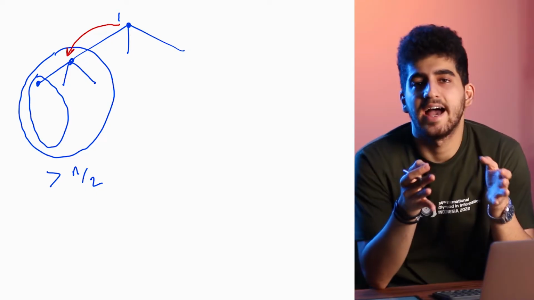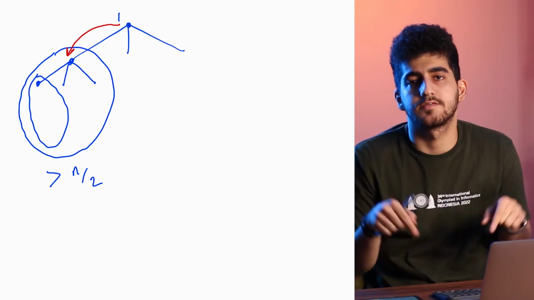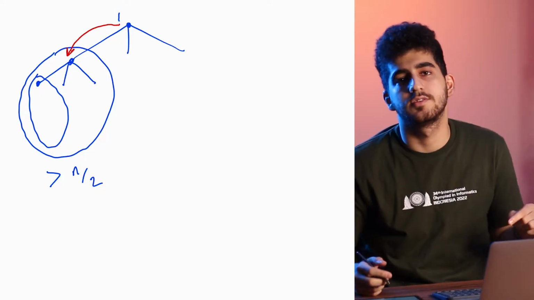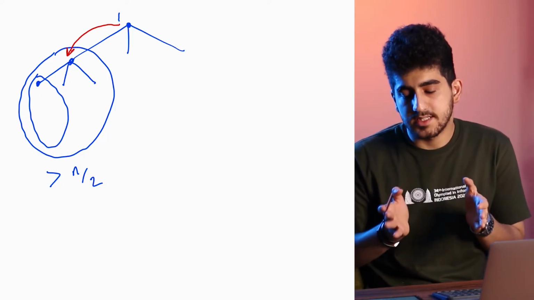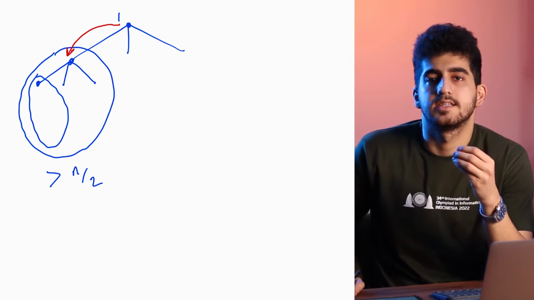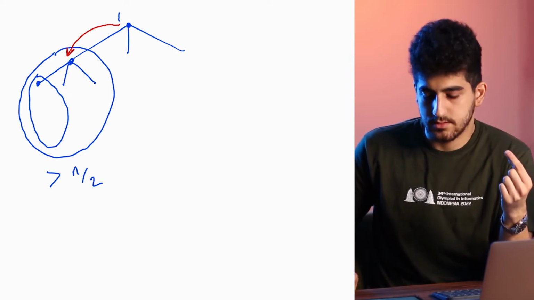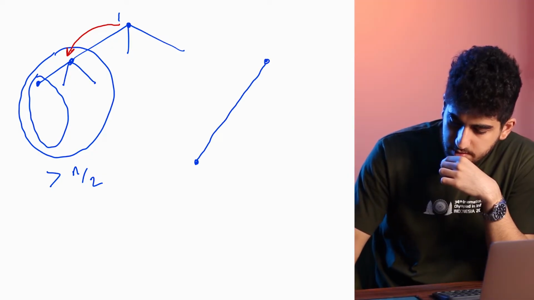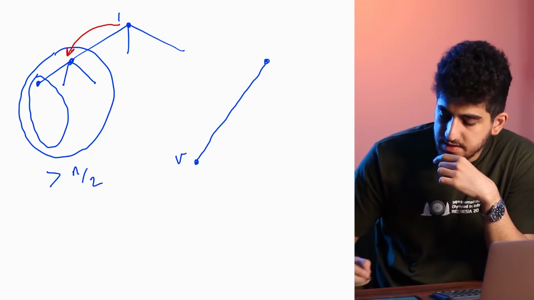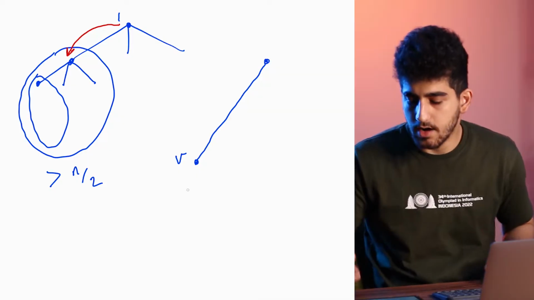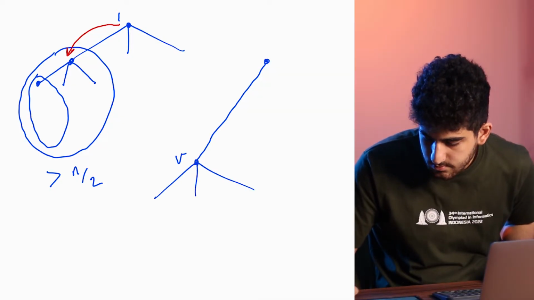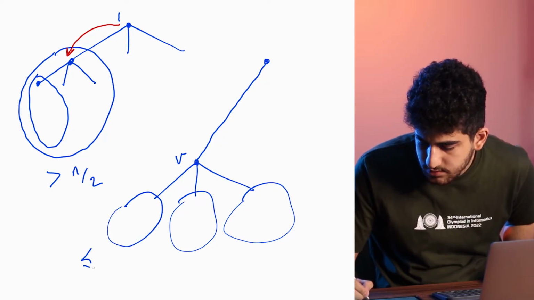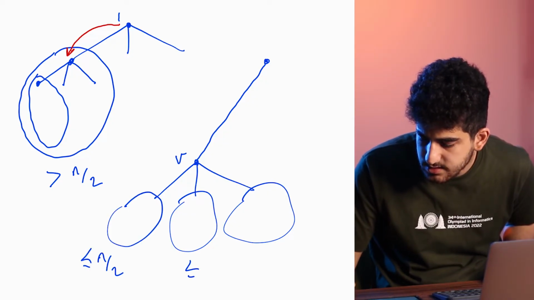So as long as I have at least one child such that the size of the subtree of that vertex is greater than n half, I will go to that vertex. I will stop at some point. I argue that that vertex is a centroid. So assume that I stopped here. I started from my root and I came to vertex V, and here I stopped. Here all my children have size at most n half. I want to argue that this vertex is a centroid.